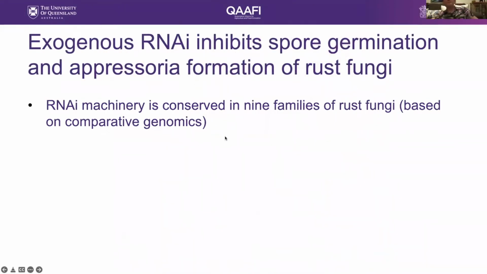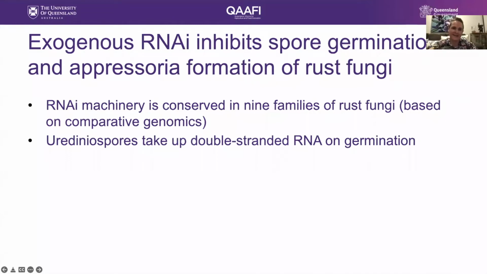So the outcome of all of that is that we know that the RNAi pathway is present in these families of rust fungi, in 9 families, including Phakopsoraceae. And we think it's probably amenable to control rusts using RNAi all across the order, if you have a rust problem in agriculture. We know that urediniospores take up the double-stranded RNA, but teliospores do not.